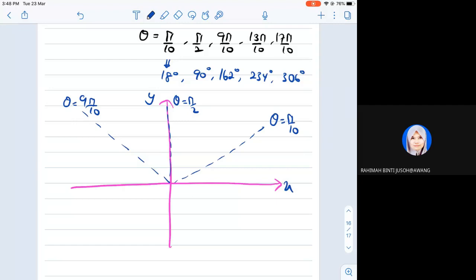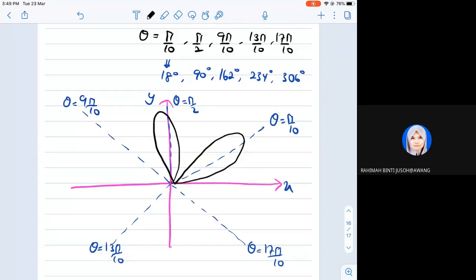Lepas tu kita ada 13 pi over 10, 234. So 234 somewhere here. 13 pi over 10. The last one 306. So dia dekat sini. Theta equals to 17 pi over 10. Macam tu. So dah tahu dah dekat sini setiap position petals tu, dengan gembiranya you lukis je lah petals. 1, 2, 3, 4, 5. Dah siap lah. Understand?